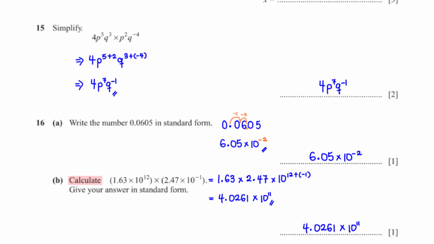Calculate 1.63 times 10 raised to the power 12 times 2.47 times 10 raised to the power negative 1. Give your answer in standard form. 10 raised to the power 12 times 10 raised to the power negative 1 is the same as 10 raised to the power 12 plus negative 1. 12 plus negative 1 is 11. 1.63 times 2.47 is 4.0261. Since 4.0261 is between 1 and 10, then we can leave this as our final answer.